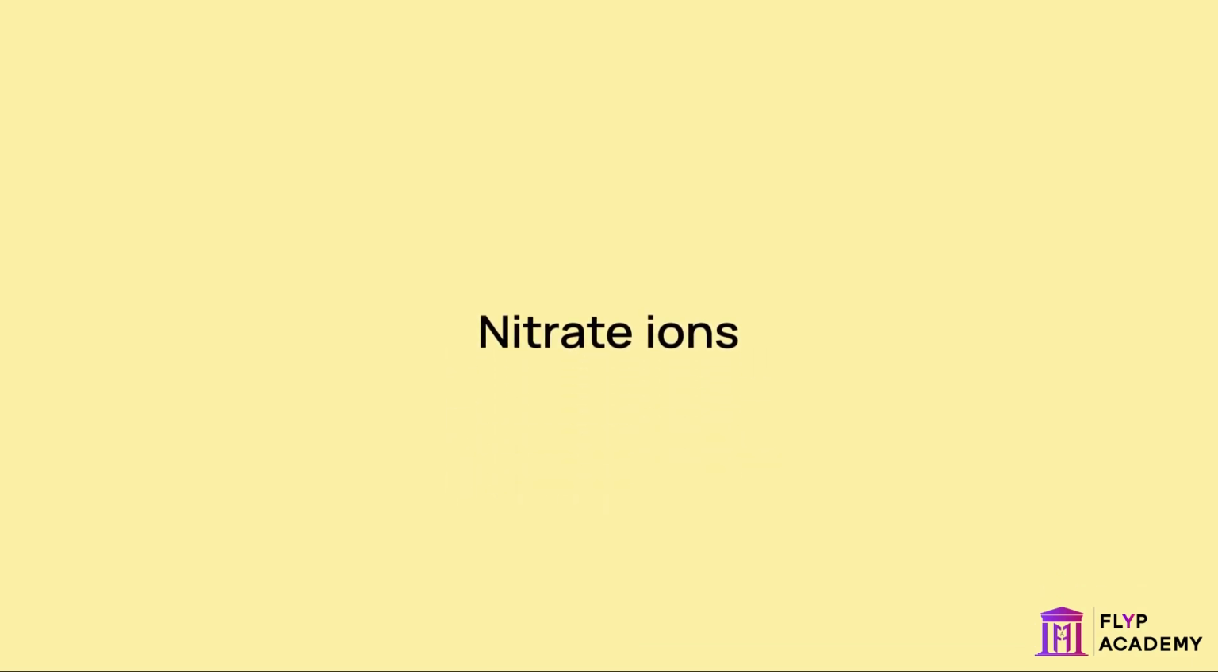Nitrate ions are required to build proteins that are required for growth. Without nitrate ions, plants have stunted growth and yellow leaves.